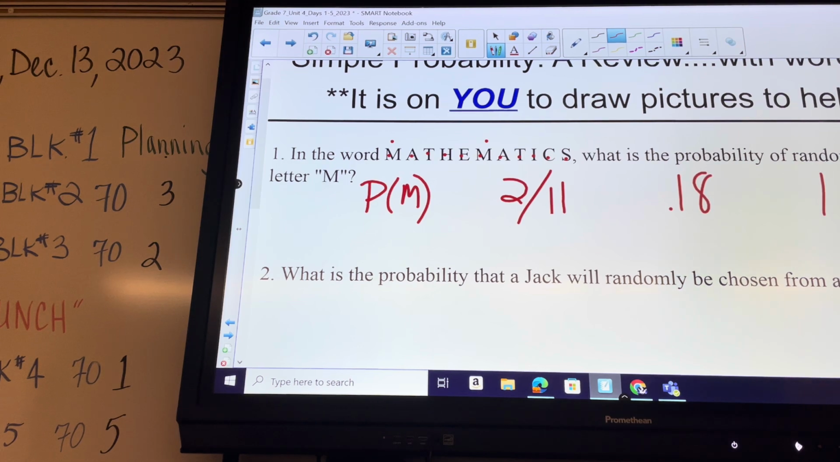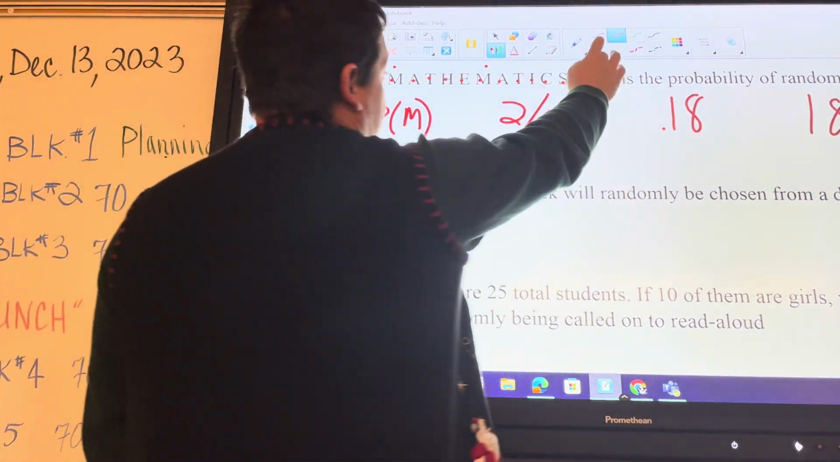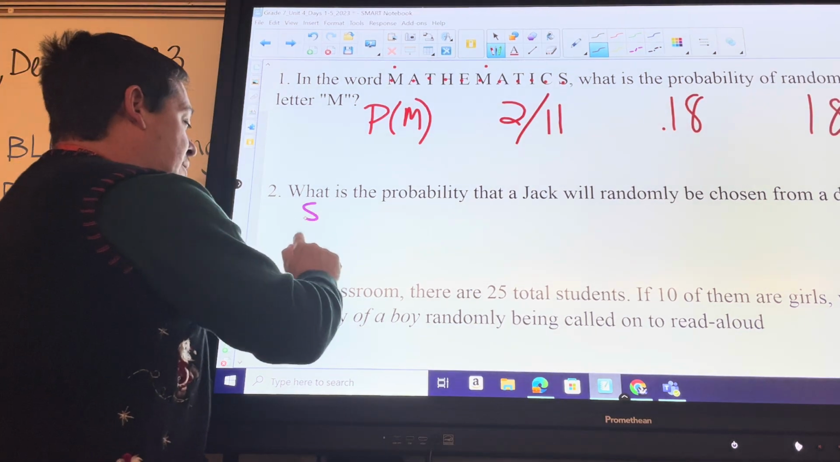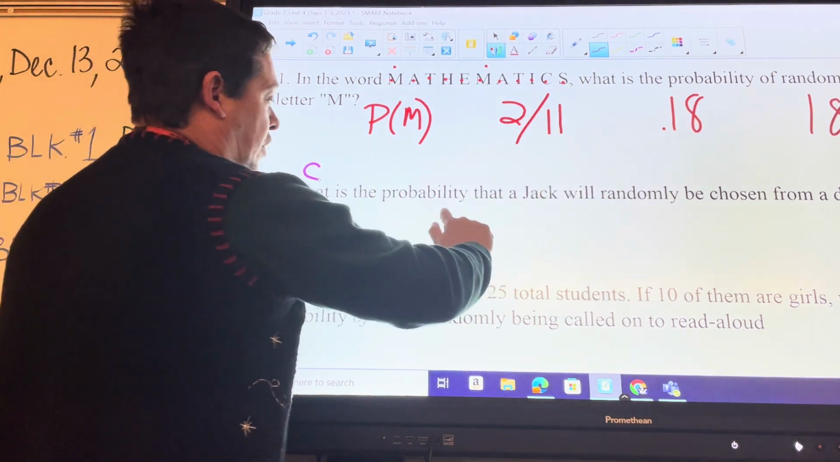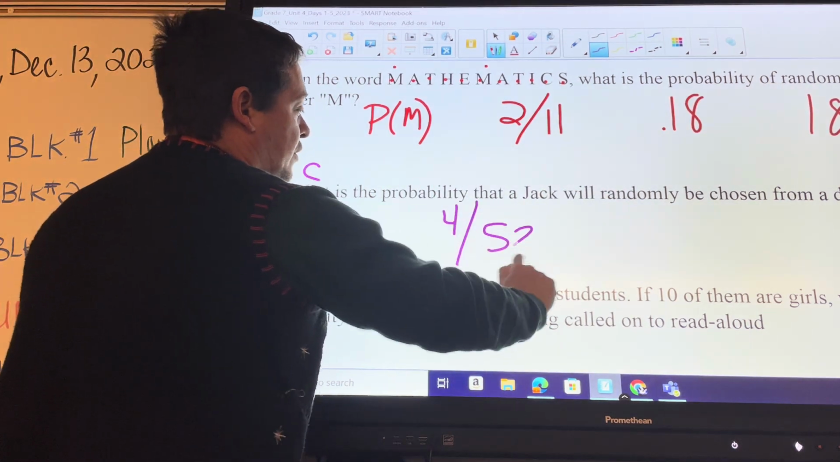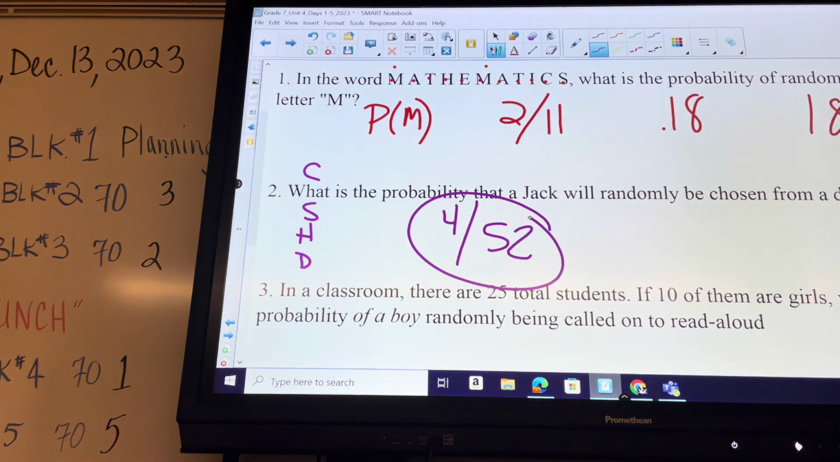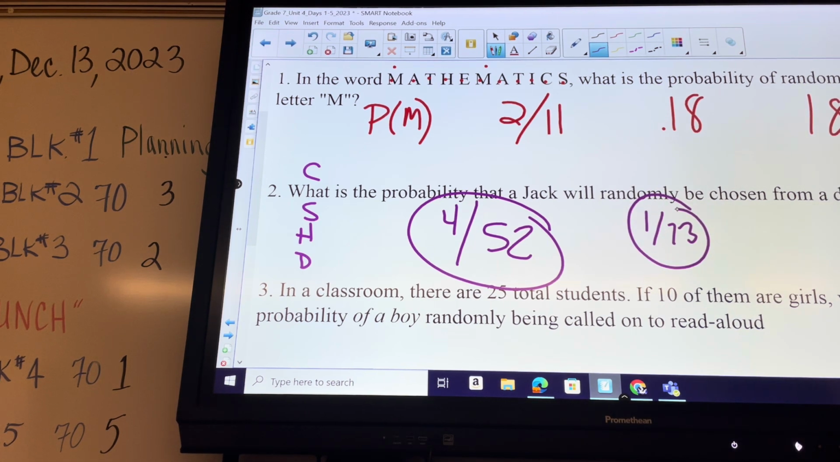Number 2 says, what's the probability a jack will be randomly chosen from a deck of cards? Hopefully you paid attention yesterday and know that in a deck of cards, there are spades, hearts, diamonds, and clubs. And so there's 1 jack in each of those. So that's 4 jacks. There's 52 total cards in a deck of cards. That's 100% something you're going to have to know. You can put this in your calculator into Desmos, 4 over 52, and it will simplify to 1 out of 13. 1 divided by 13, that probability of pulling a jack as a decimal is about 7%.